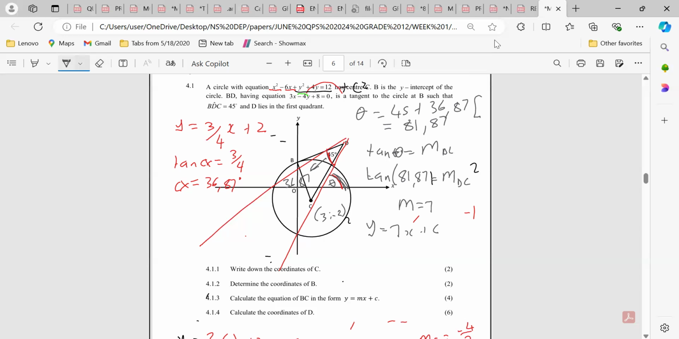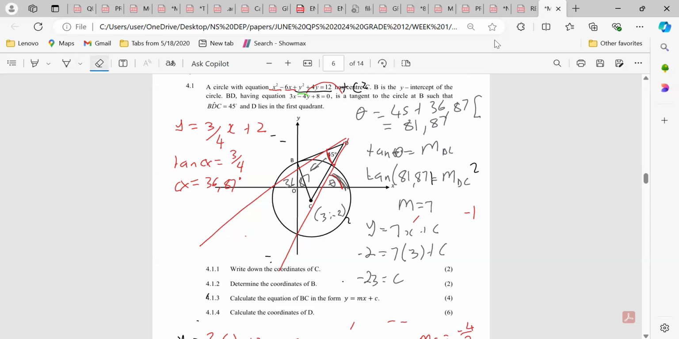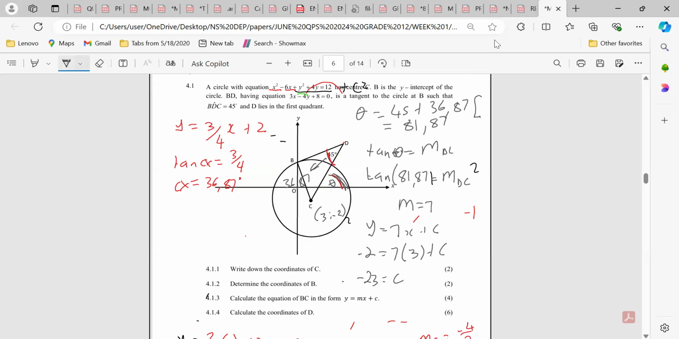which is that we can get C. How do you get C? I'm going to tell them you have minus 2, which is going to be 7 open bracket 3 plus 3, you get 21. If you take it to the other side, you get minus 23, which is going to be C. You agree? Yes. I do agree. So what is going to be our equation? Our equation is going to be given as y equal to 7x minus 23.